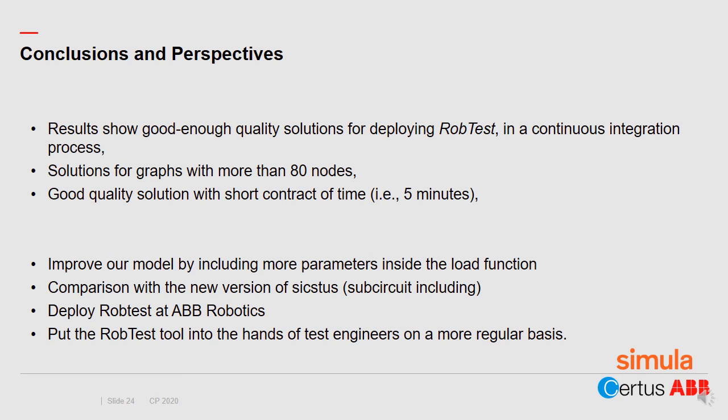The perspective of the work is to improve our model by including more parameters inside the load function, because at the moment the load function is only calculated with the distance between points and the angle between the predecessor, the point, and the successor. We also would like to have a new comparison with a new version of Sixtus Prolog, which includes the subcircuit global constraint. We also want to deploy RobTest at ABB Robotics and put RobTest into the hands of the test engineers on a more regular basis.